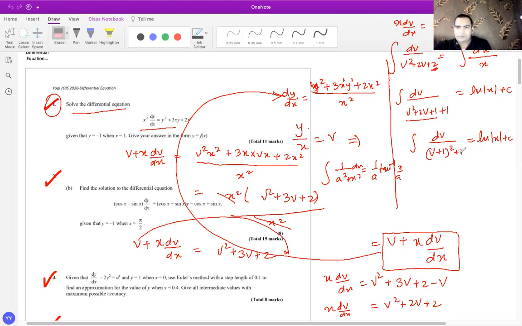Now this part will basically become the integration of dv over 1 plus (v plus 1) the whole square, which, if you compare, a is 1 and x has been replaced with another linear function, which is v plus 1. So this integral is going to be 1 over a, which is 1, tan inverse of (v plus 1) over 1, which is tan inverse of ax plus b.